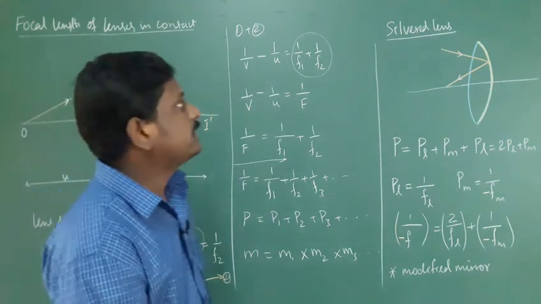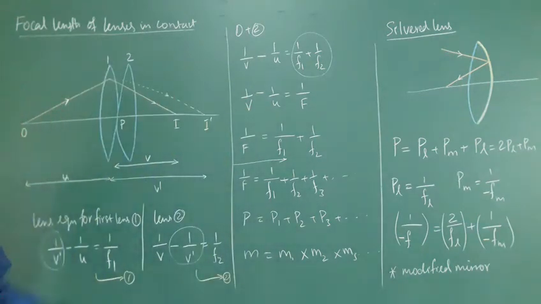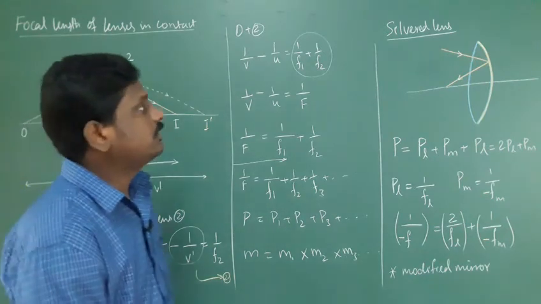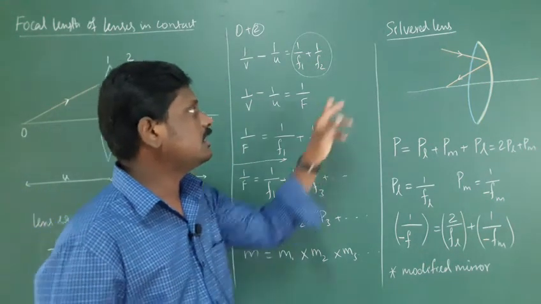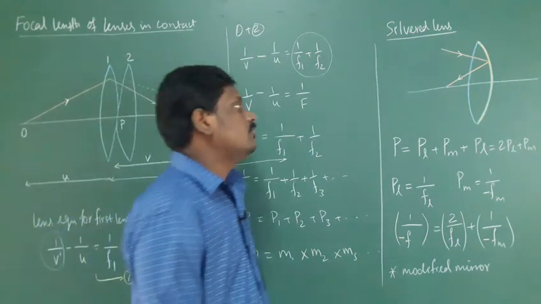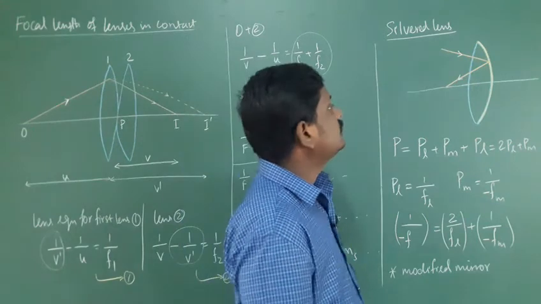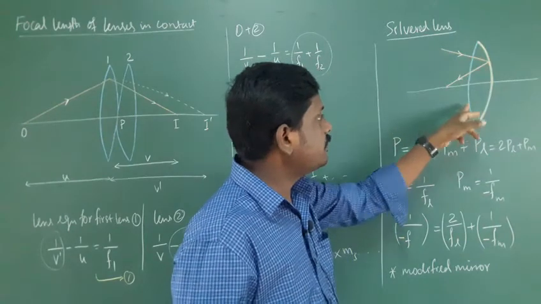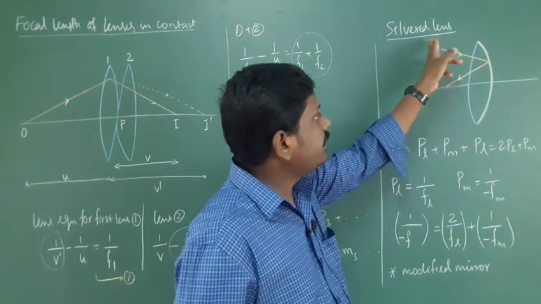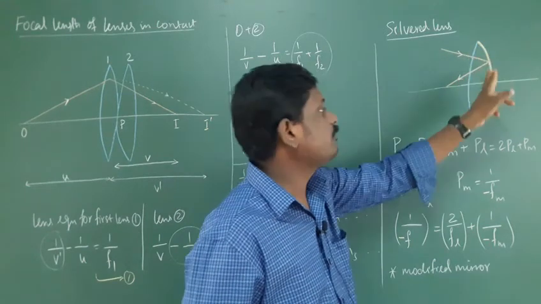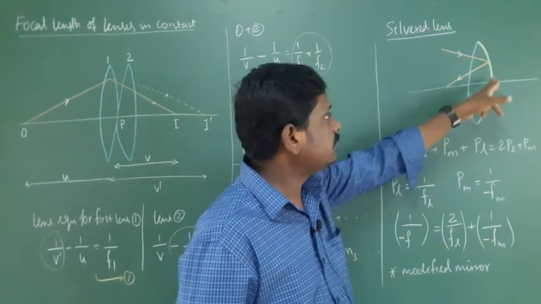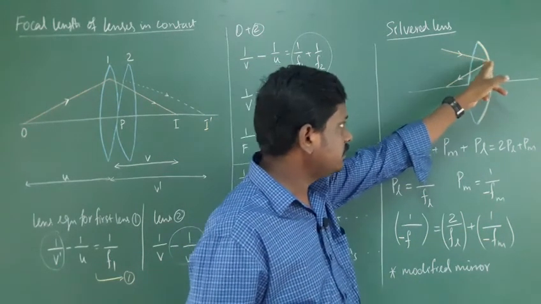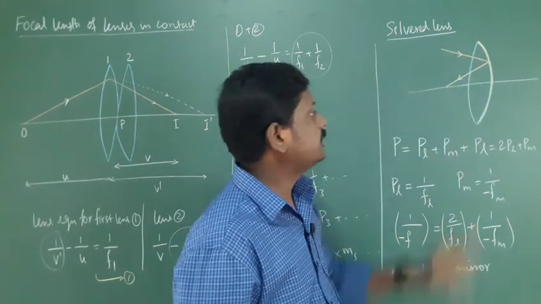Next, lenses not in contact is given in the book, but in the new version that part is removed and silvered lenses are included instead. Take a convex lens whose rear side is silvered. Light is incident, travels through the lens, and the silvered rear side reflects it back. So light travels two times through the lens, once incident and once reflected.